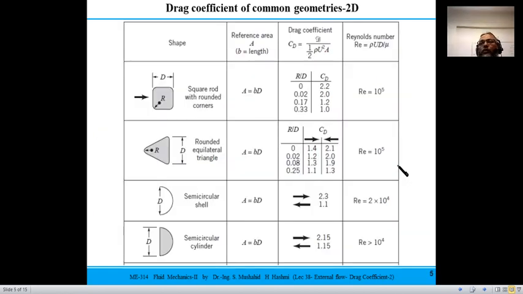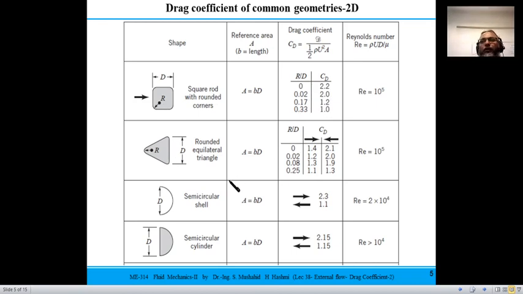In this table you see the same thing: the reference area is defined, the Reynolds number range is defined, and the definition of the drag coefficient, which is the drag force over the dynamic pressure times area. With different values of R over D for these rounded corners, your drag coefficient varies. If R over D is increasing, so the corners are more rounded, then your drag coefficient would be lesser.